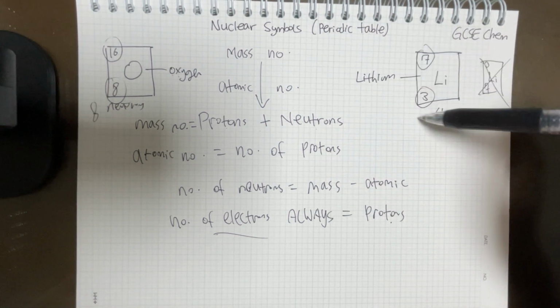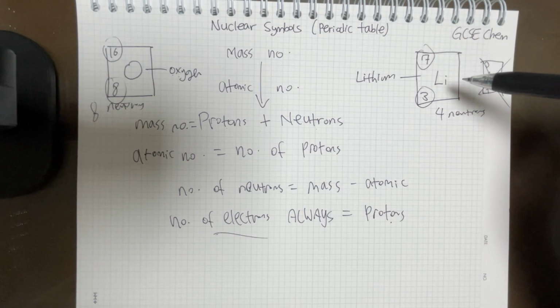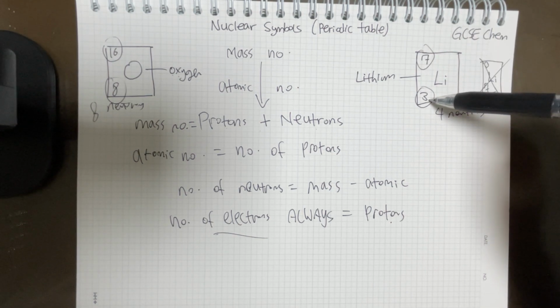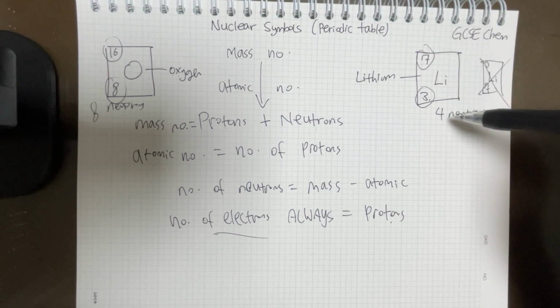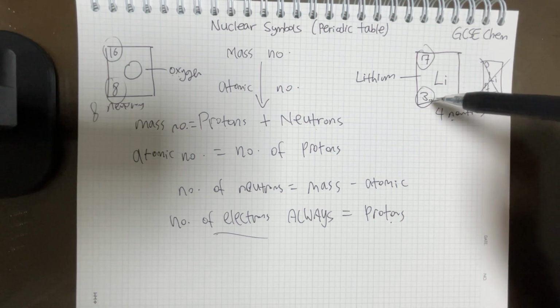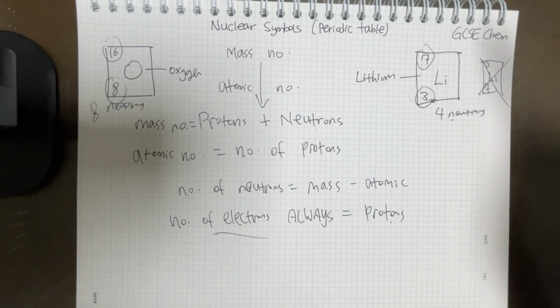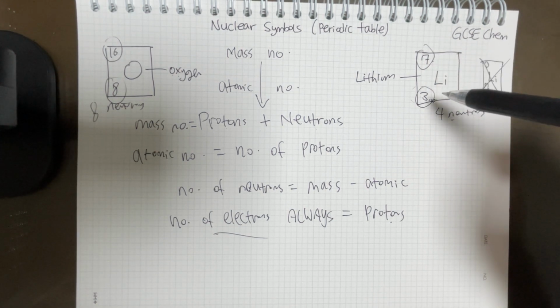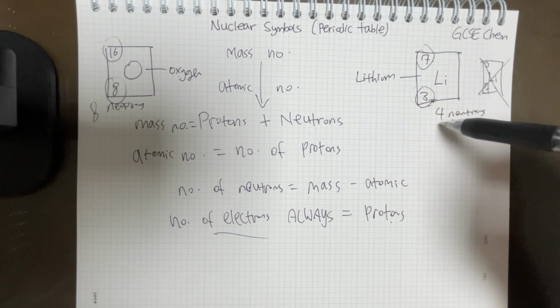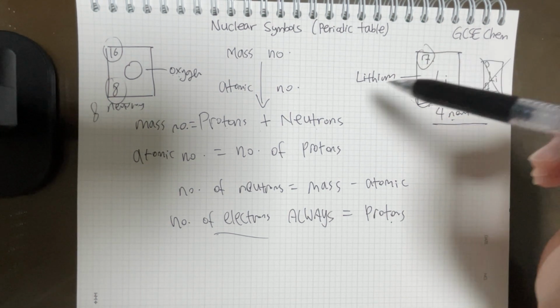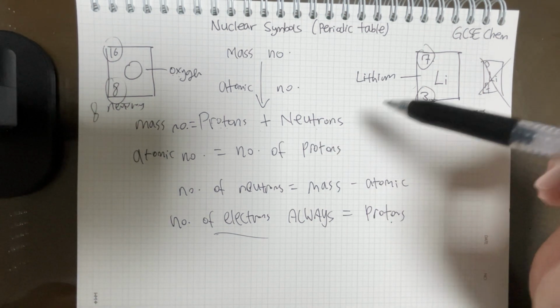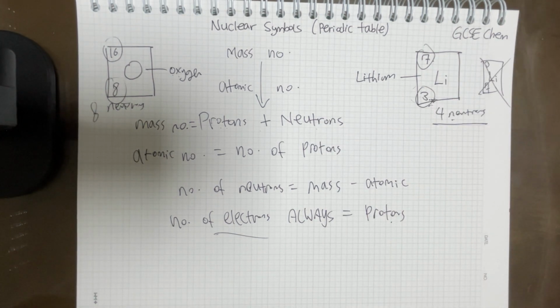So from just looking at the periodic table, the nuclear symbols, we can tell that lithium has 3 protons and 7 minus 3, so 4 neutrons and 3 electrons. Because the atomic number, the smaller number, is always equal to the number of electrons and protons. And to calculate the number of neutrons, we minus the atomic number from the mass number, because 7 minus 3 is 4, so 4 neutrons. Because the mass number is the number of protons added to the number of neutrons.